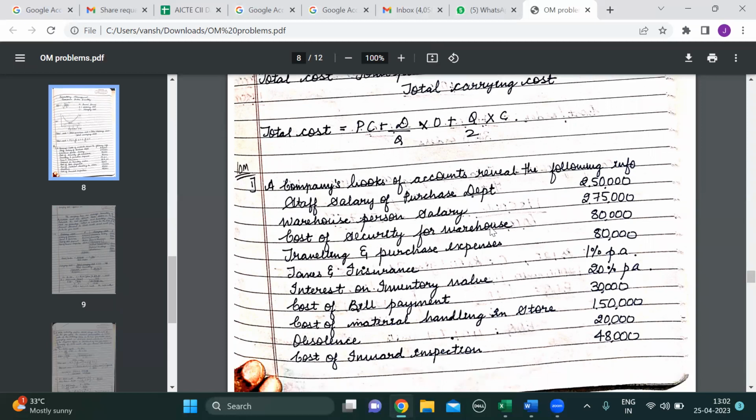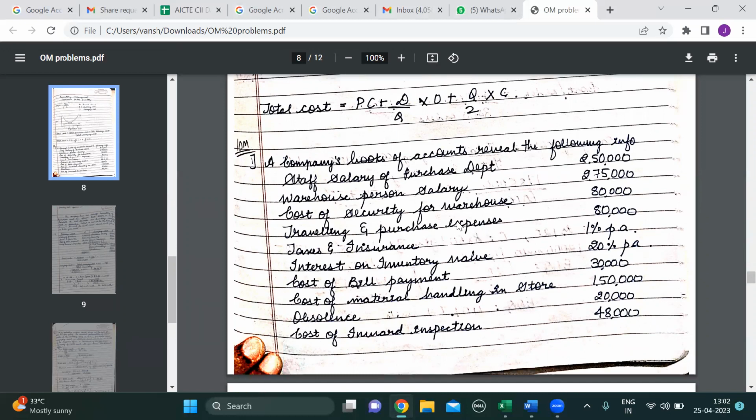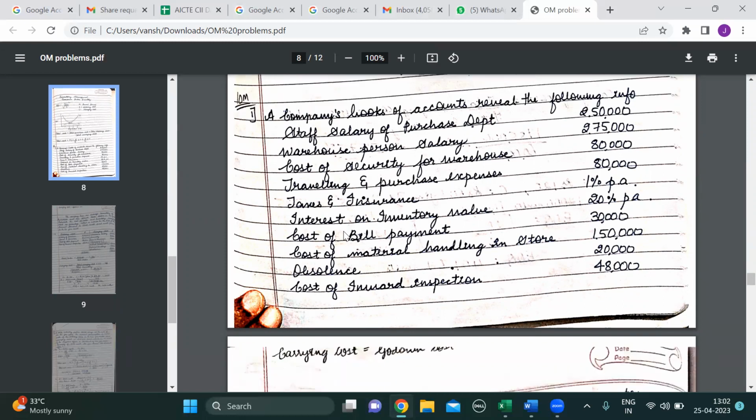Cost of security of warehouse is also taken in carrying cost. Traveling and purchase expenses, this is taken in ordering cost because again it's related to purchase and you order when you're purchasing. So that is ordering cost. Taxes and insurance are related to carrying cost because the godown in which you have kept the goods, you insure them and you pay taxes on the goods that you have.